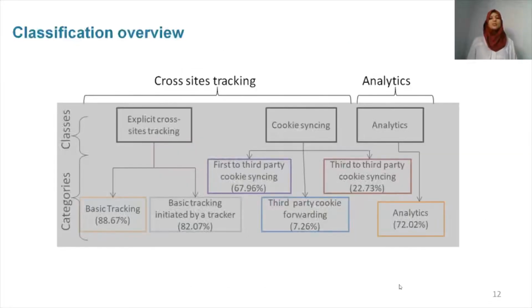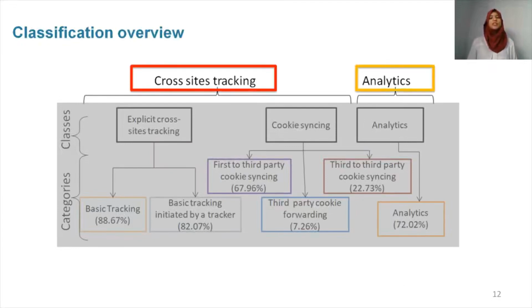We first split our tracking categories into cross-site tracking and analytics because of their different privacy impact. We've seen before that cross-site tracking enables the recreation of part of the user's browsing history, while analytics enables tracking within the same website, which is less harmful for the user's privacy. In this talk, I will focus on the cross-site tracking.